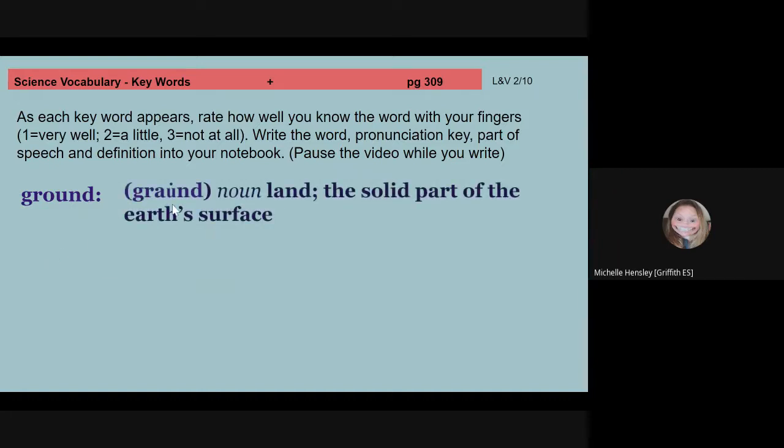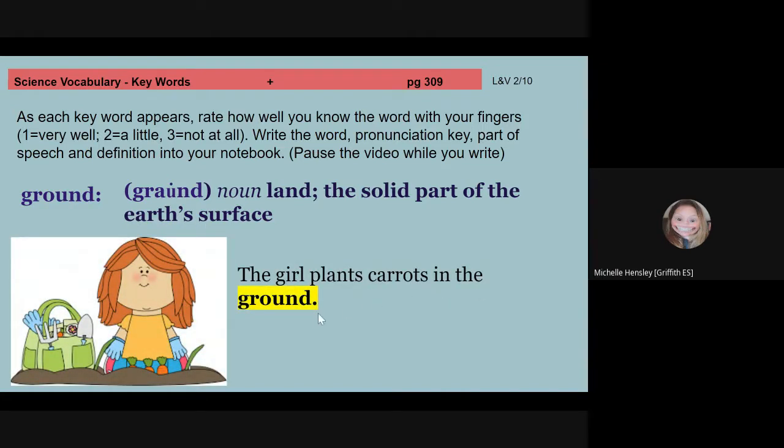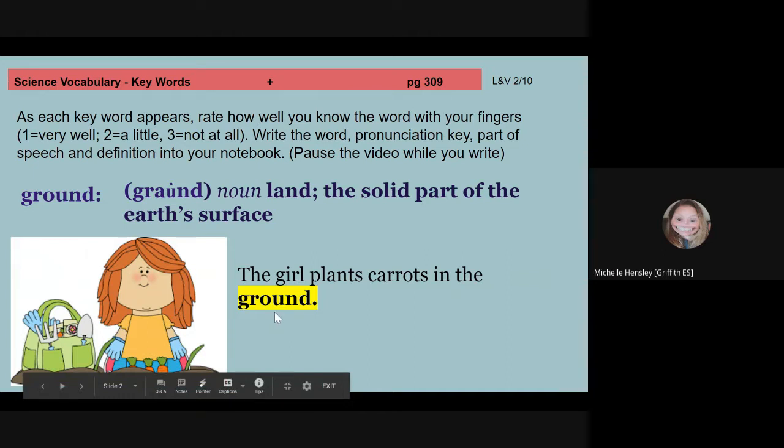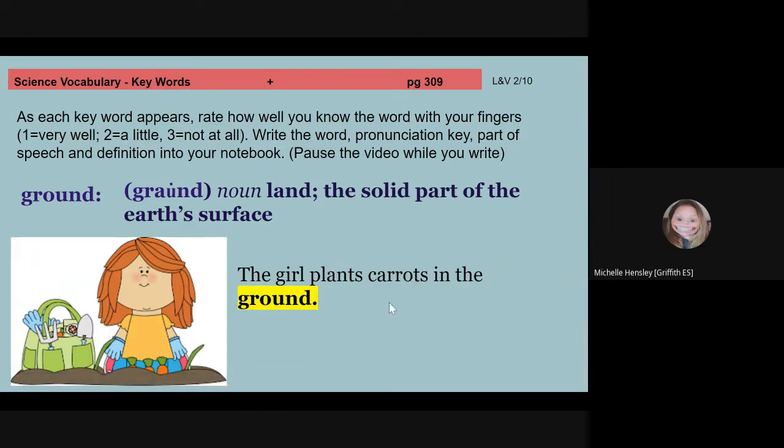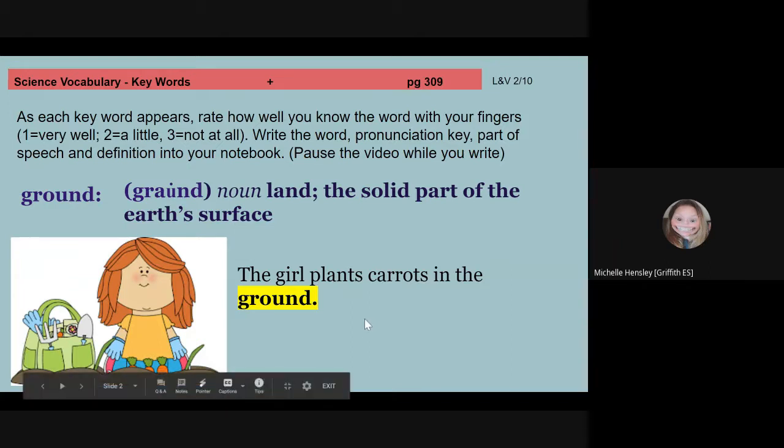Ground, 1 syllable. Noun, meaning land or the solid part of the earth's surface, right? The part that's not ocean is the ground. The girl plants carrots in the ground, right? We walk on the ground, we drive on the ground. Ground is our first word. If you need some more time for ground, go ahead and pause the video here. We'll move on to our next word.